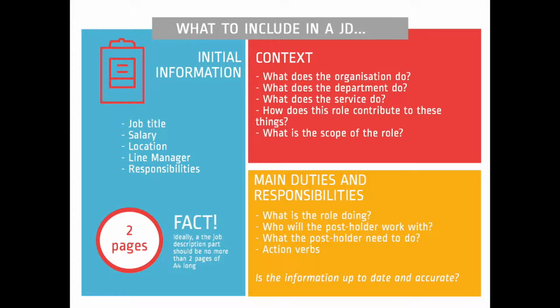The final section of the job description is the main duties and responsibilities section, and this would be where you provide a short summary of what the role will be doing, how they will work, and who they will work with. I would suggest doing this as short sentences separated by bullet points so it's punchier and more succinct. Also consider using action verbs such as managing, guiding, leading, influencing, or communicating to describe the role. Also ensure the information is up to date and accurate in this section.